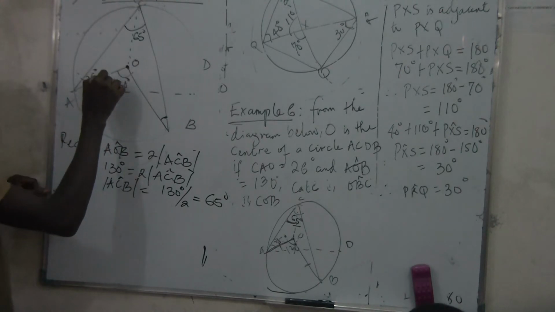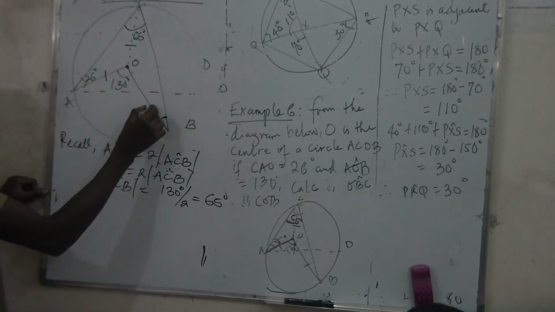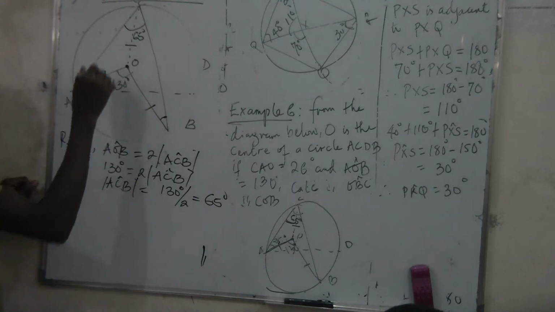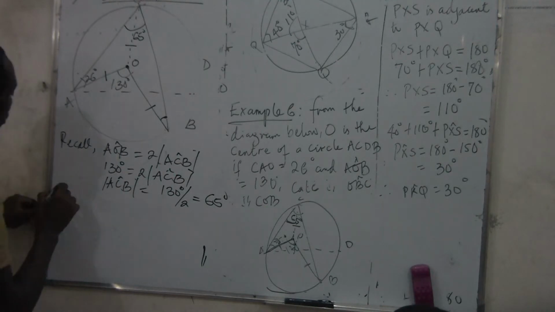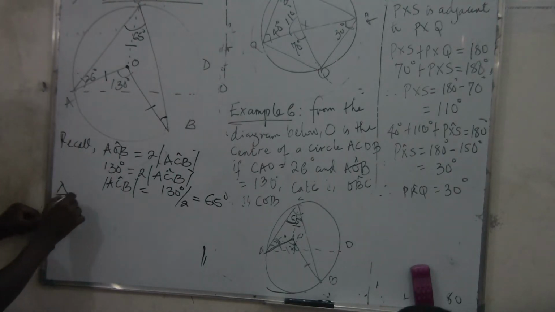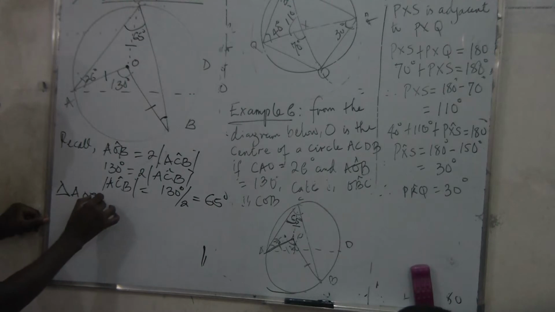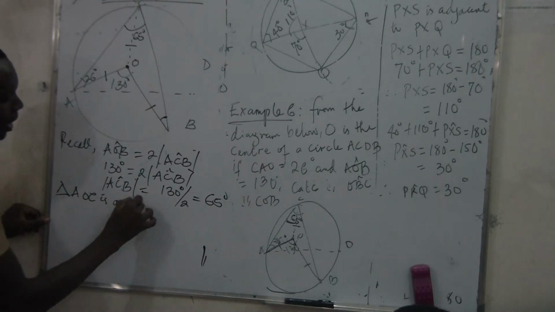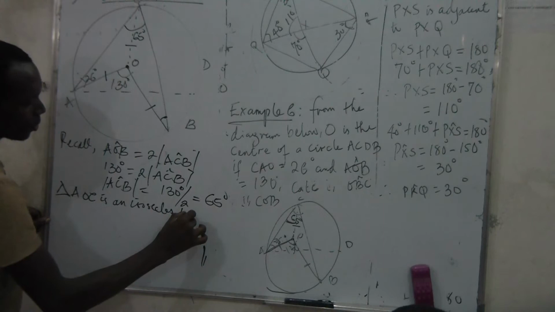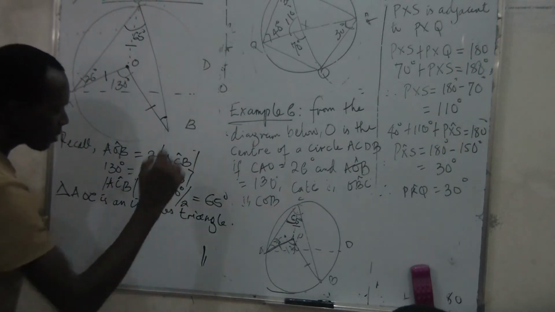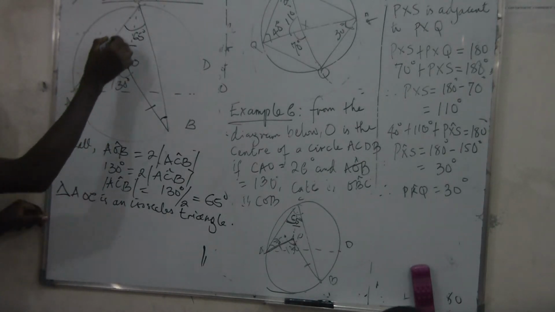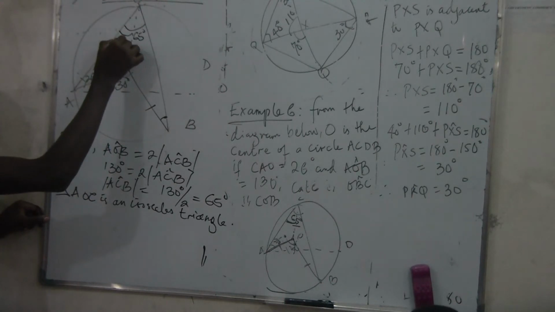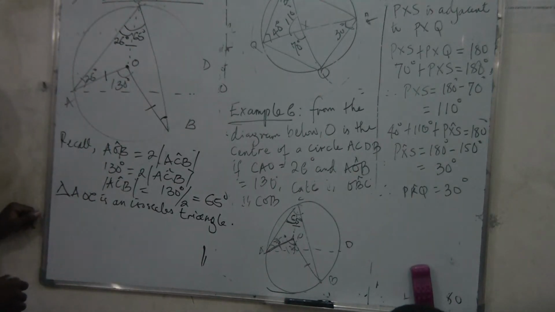If this angle is 65 degrees, then we also know that since this is the center of the circle, this is the radius, and this should also be the radius. Therefore, we can say that triangle AOC is an isosceles triangle. So if it's an isosceles triangle, it therefore means that if this is 26 degrees, this must be 26 degrees. Are we following?